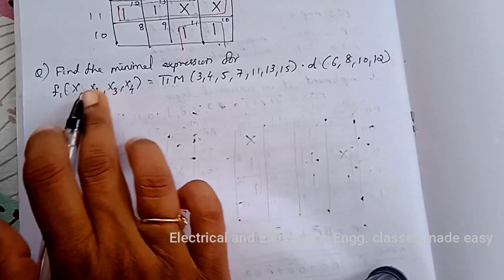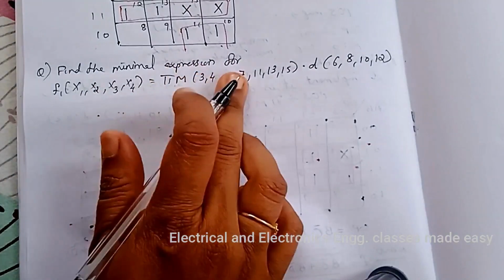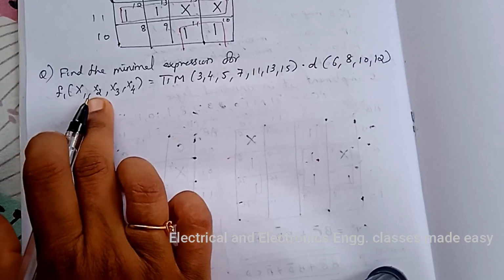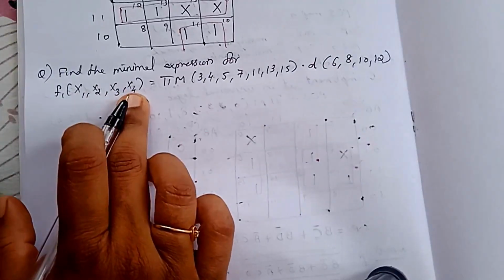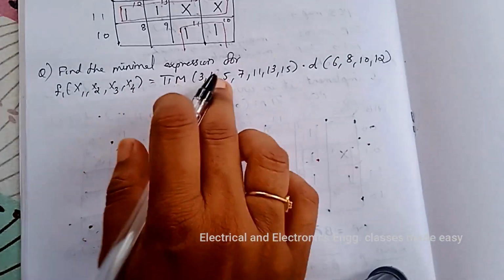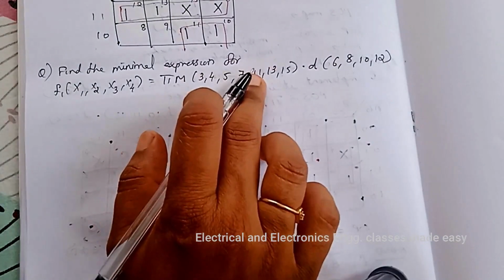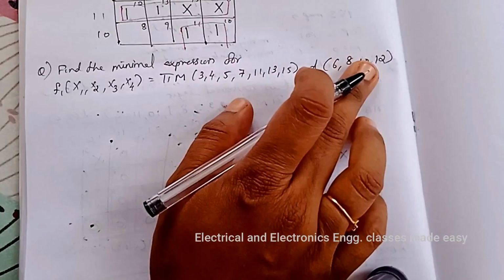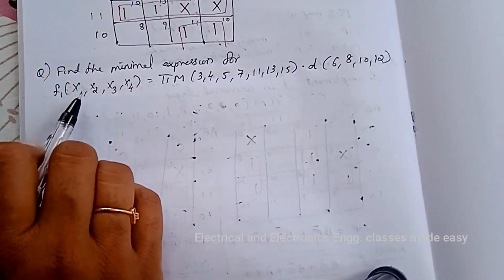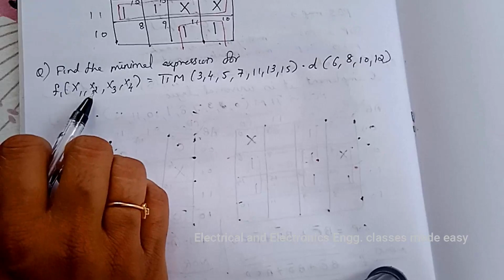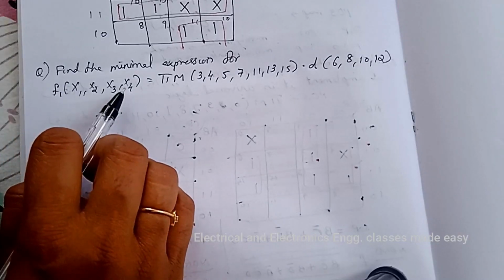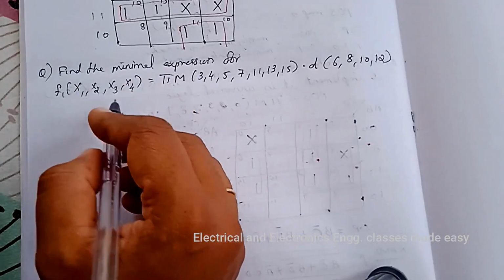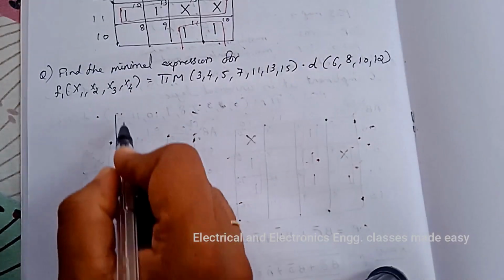Let us do another example. Find the minimal expression for F1 of x1, x2, x3, x4 equal to pi m 3, 4, 5, 7, 11, 13, 15 into d 6, 8, 10, 12. So here the variables given are x1, x2, x3 and x4. And this is in POS form. So let us draw the K map.